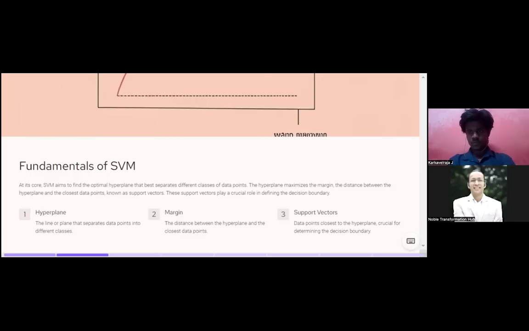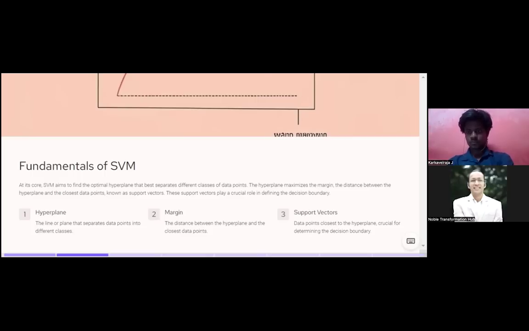So, support vectors. Support vectors are the data points closest to the hyperplane. Now you have to understand what support vectors are. They are closest to the hyperplane and crucial for determining the decision boundary. It's a very thin line which you have to understand.